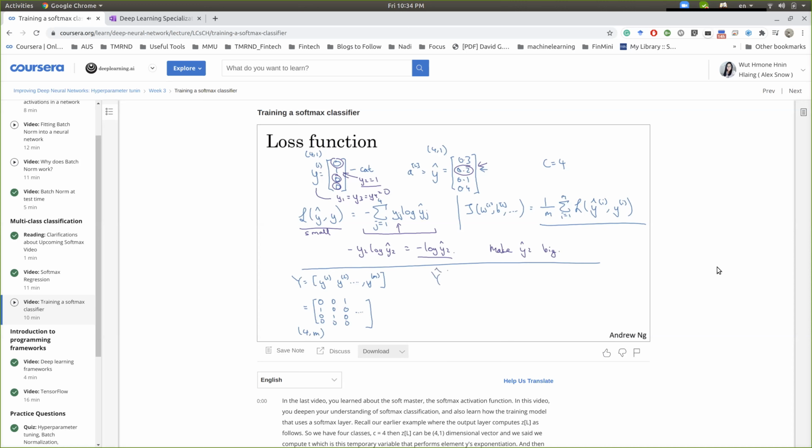Then this matrix capital Y will end up being a 4 by m dimensional matrix. Similarly, Y hat will be y hat 1 stacked up horizontally going through y hat m. So this is actually y hat 1, the output on the first training example. Then Y hat will be 0.3, 0.2, 0.1, 0.4, and so on. And Y hat itself will also be a 4 by m dimensional matrix.